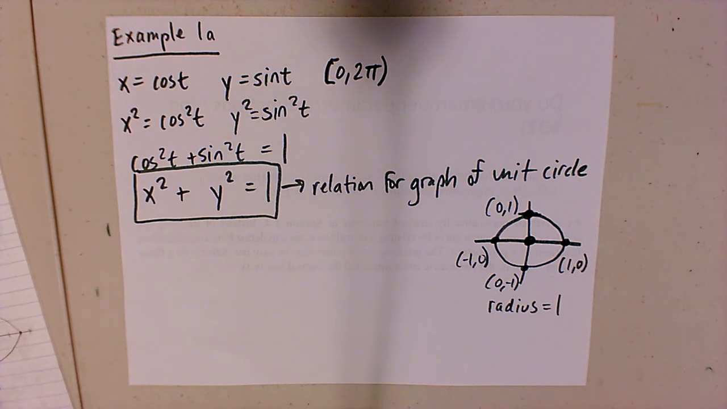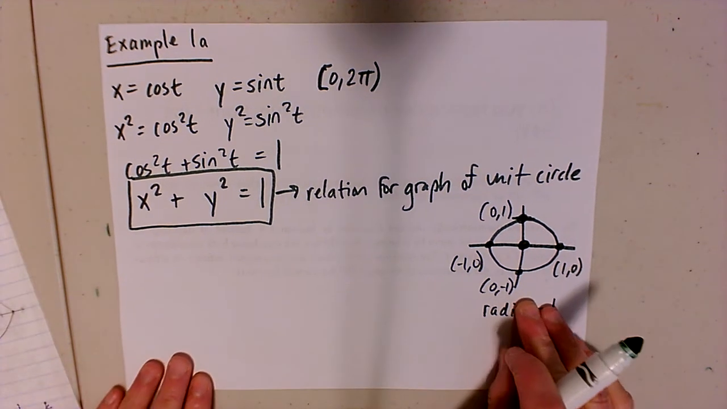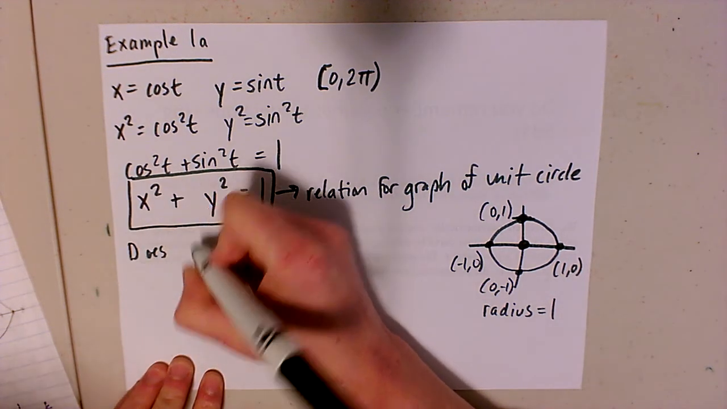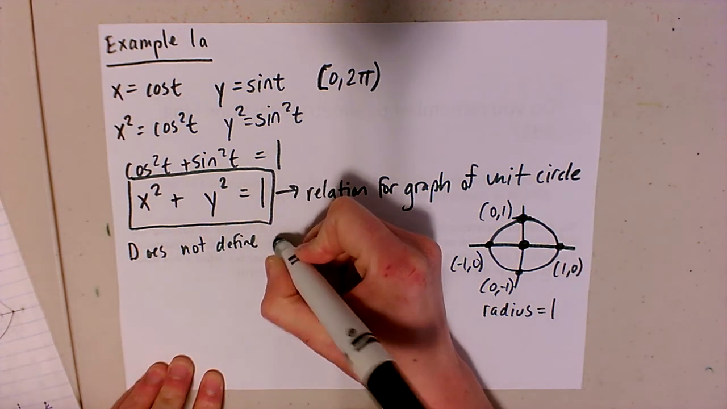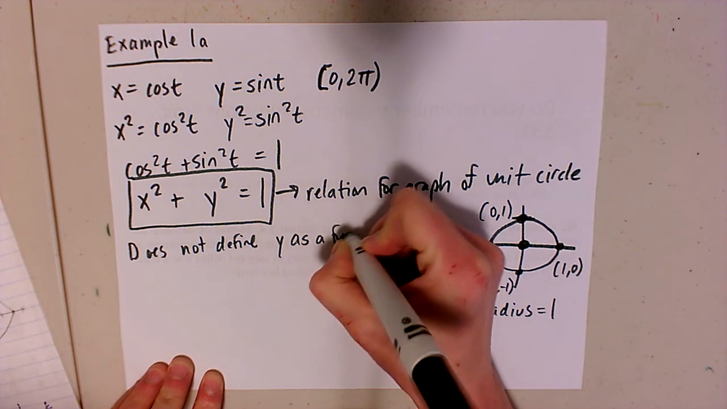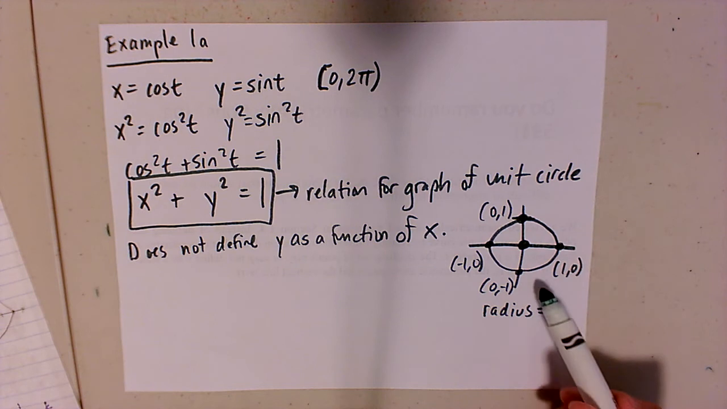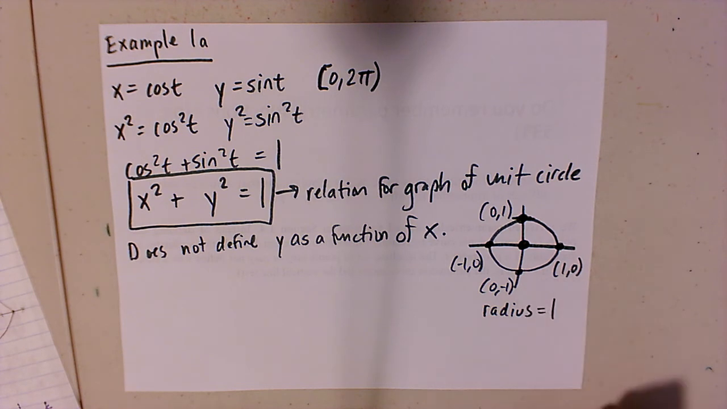Now, they didn't ask you about this, but we'll just make a note of this. This graph does not pass the vertical line test, just an extra aside. This parametric relation does not define y as a function of x. The reason why is because it's not a function, it's a relation. It fails the vertical line test.